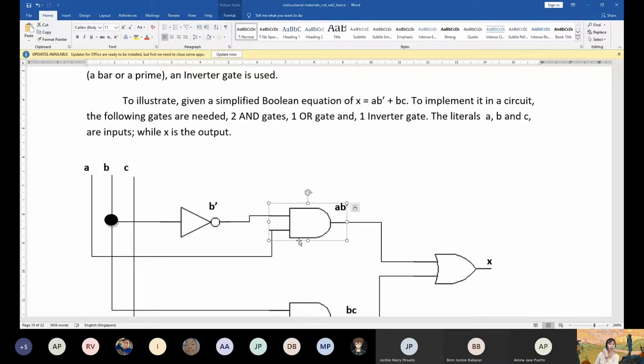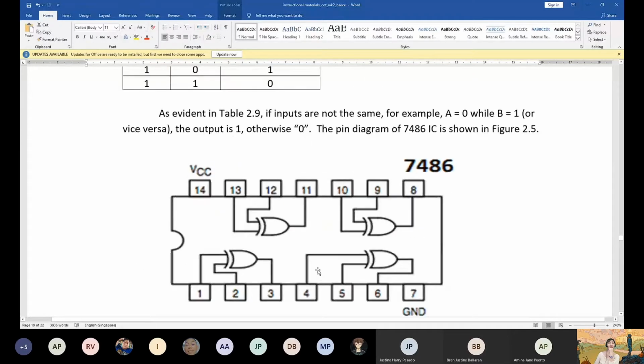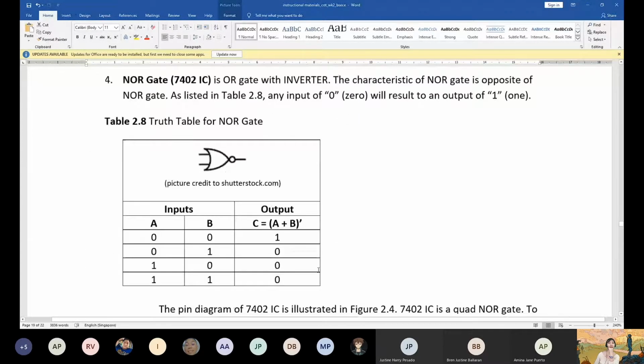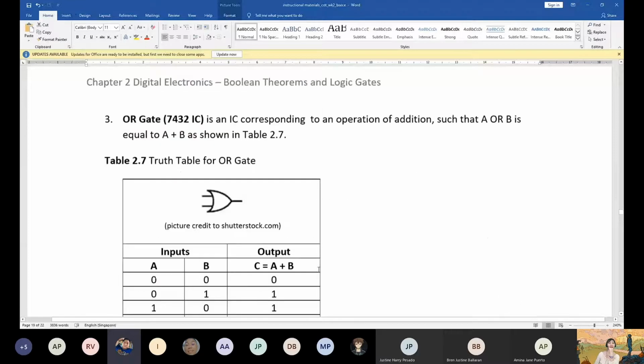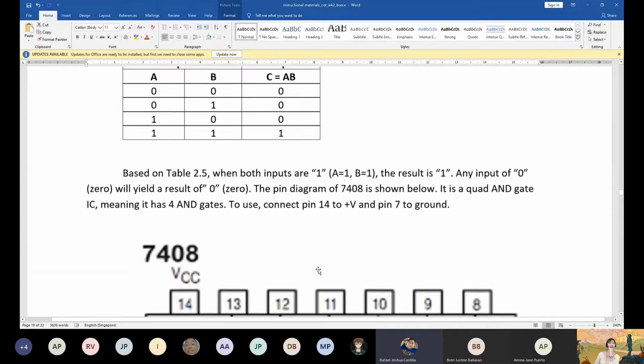Is this 7408? Class, what is the AND gate? What number is the AND gate? 74? Hello? Are you there? What is the AND gate? 74? 86. 7486 AND gate.